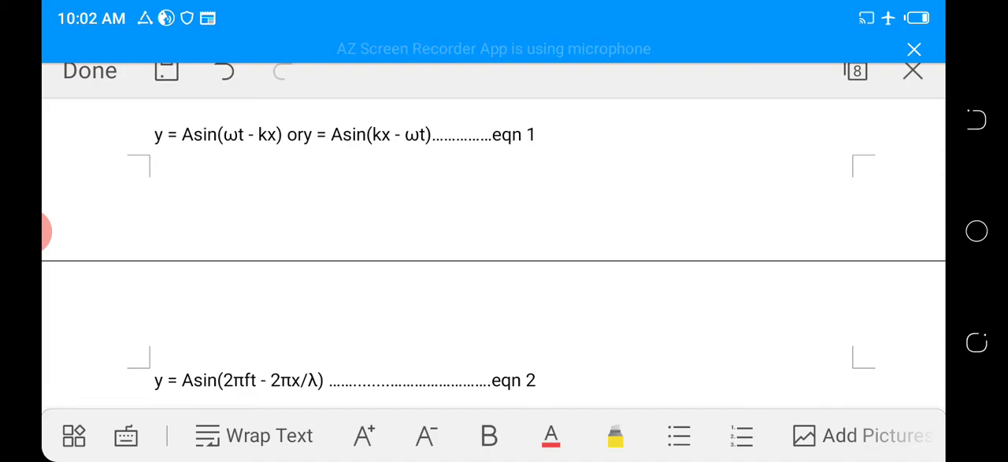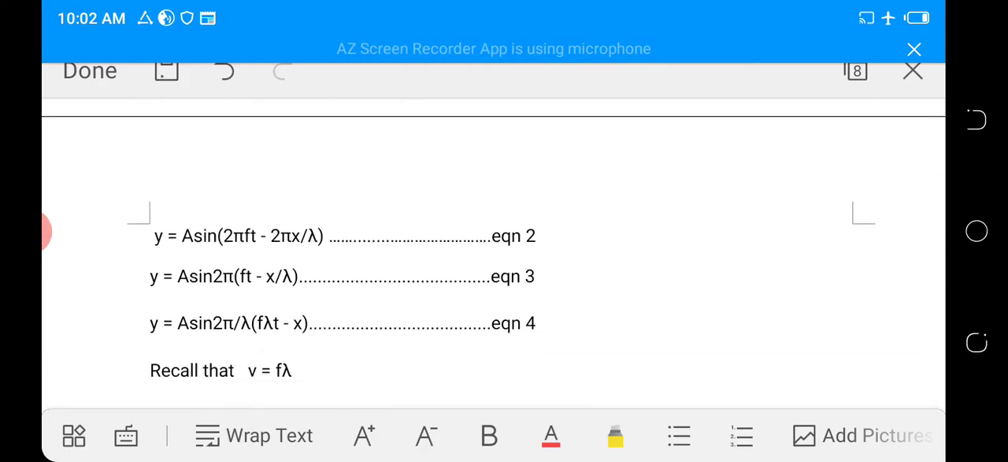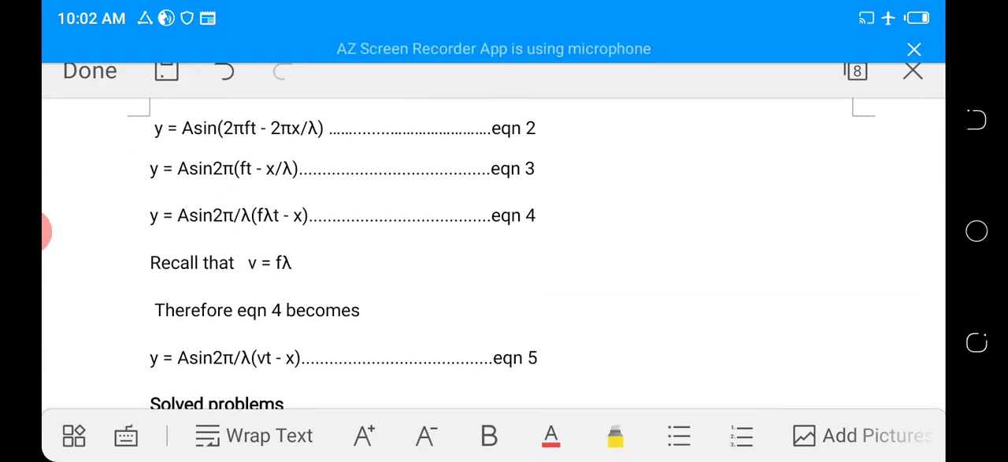Then this can be transformed into equation 2. y = A sin. I told you that the formula for ω is 2πf. So when 2πf is substituted for ω, we have y = A sin(2πft − 2πx/λ). Remember, k is equal to 2π over λ. So we've substituted for omega and k. That's why we have equation 2.